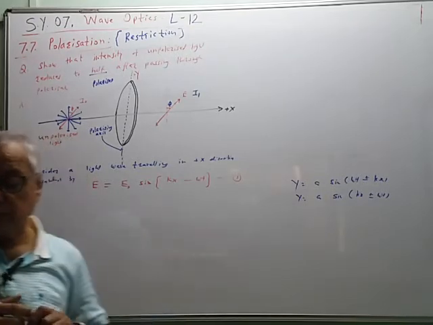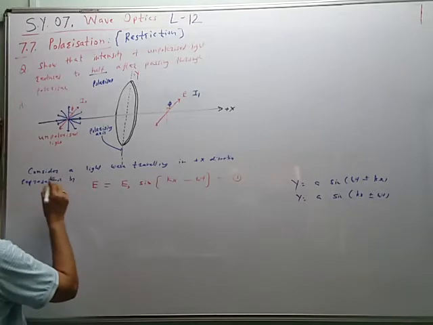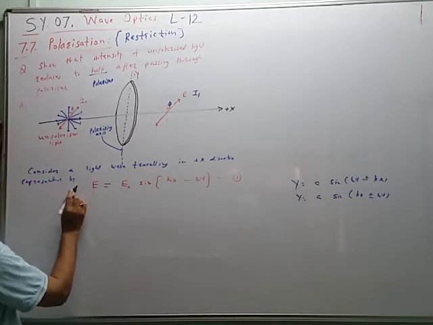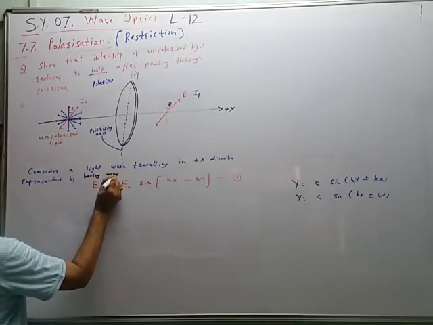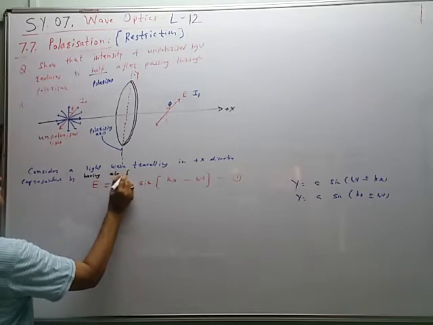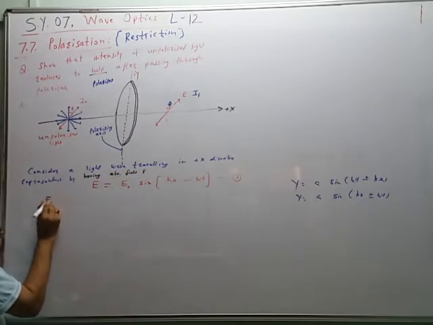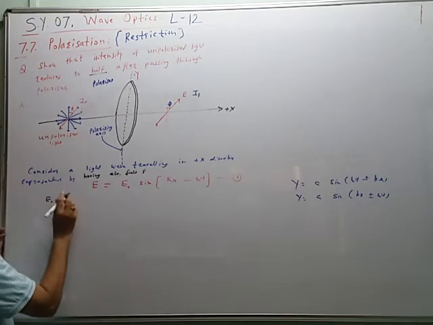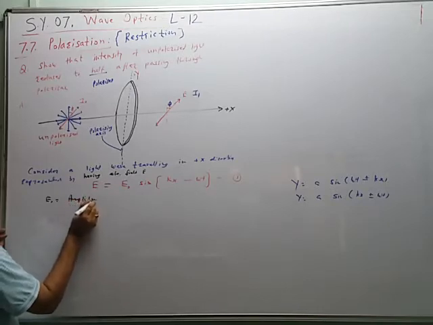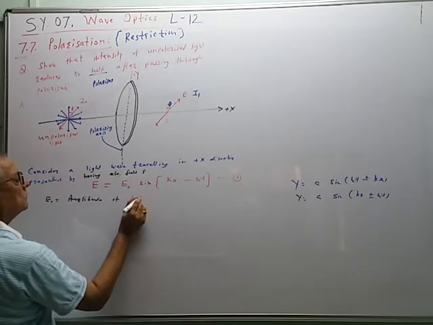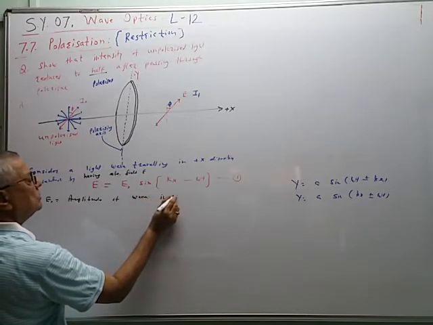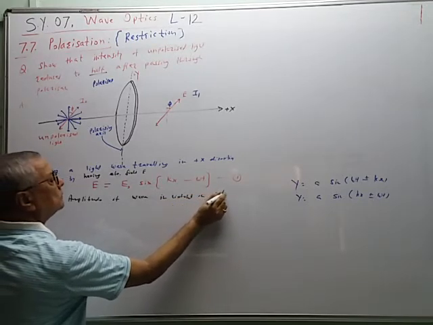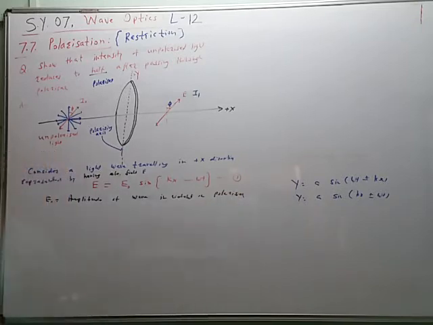So consider a light wave traveling in positive direction, having electric field E. So E0 is equal to the amplitude of the wave incident on the polarizer.